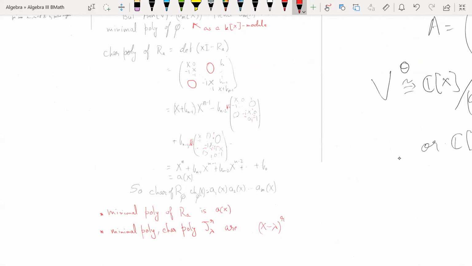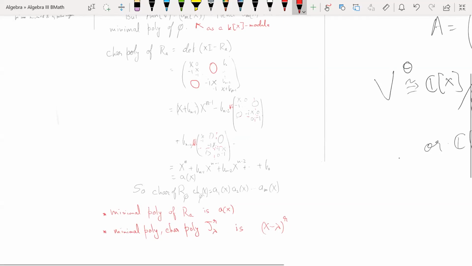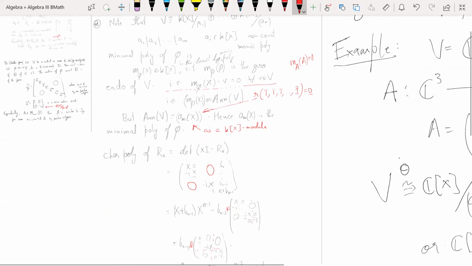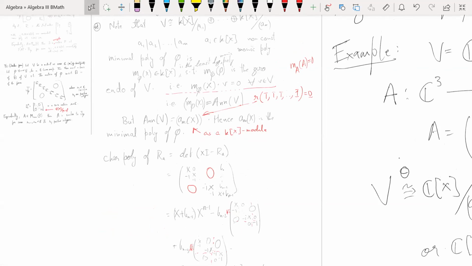But this is also the minimal polynomial. So here also the characteristic polynomial and minimal polynomial are the same. You can just check this directly as well. If you subtract J_lambda minus lambda I, then you get zeros on the diagonal and ones just below the diagonal. So if you take any power less than r, it won't be zero. You have to go all the way to the rth power to make this zero.